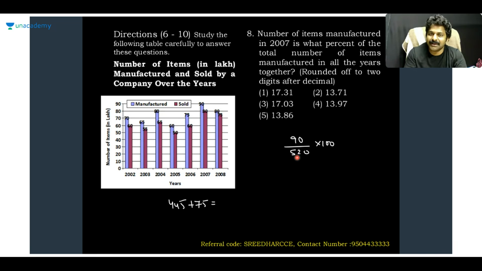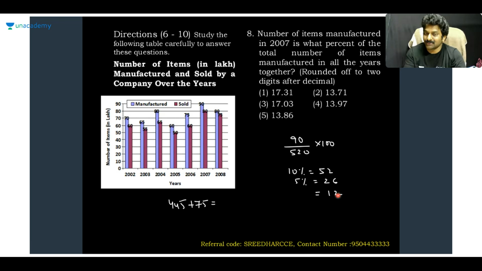10% of the denominator is 52 and 5% is equal to 26. So far we have 78. Still you need to add 12. Now 12 is what percentage? This is what we need to calculate.